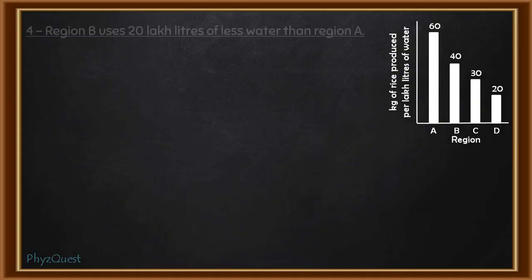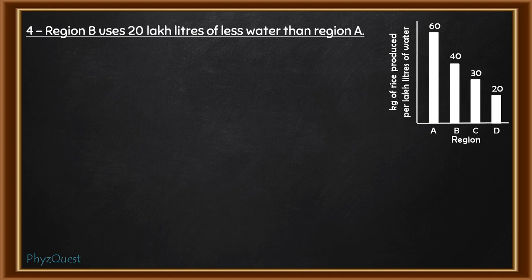So the last inference is: region B uses 20 lakh liter less water than region A. Now again, in this inference also complete information is not given, because we cannot calculate the exact amount of water used, because the total production or the total water is not given. So just by looking at this bar diagram, we cannot tell the exact amount of water used by different regions. So it is difficult to find out. But though we cannot get quantitative information, in a qualitative way we can analyze this inference. So let's do that.